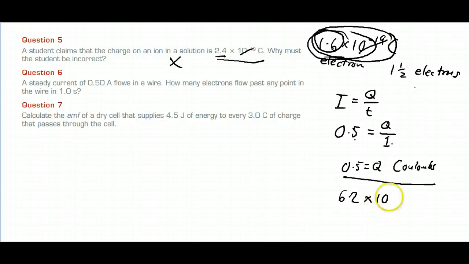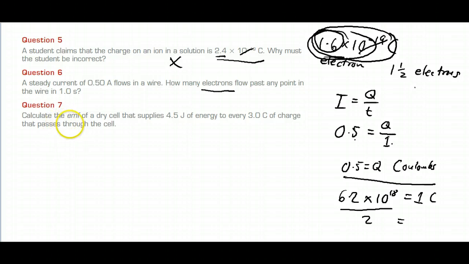So 6.2 times 10 to the 18 charges, that's 1 coulomb, and we've got half a coulomb, 0.5 coulombs. So we've just got to divide that by 2, and that'll tell us how many elementary charges there are, or how many electrons, because an electron is an elementary charge.